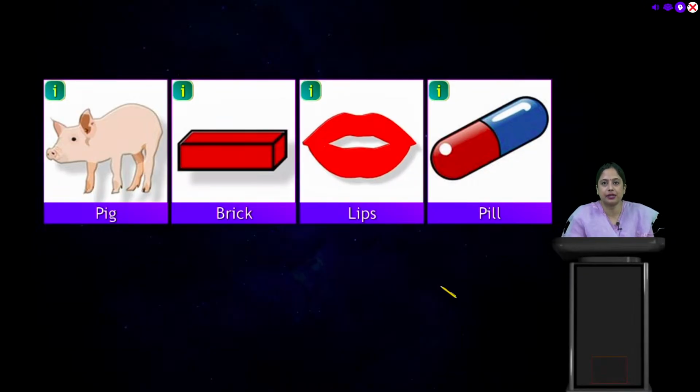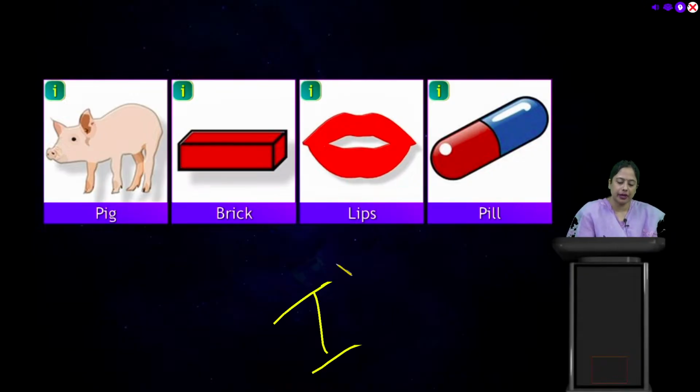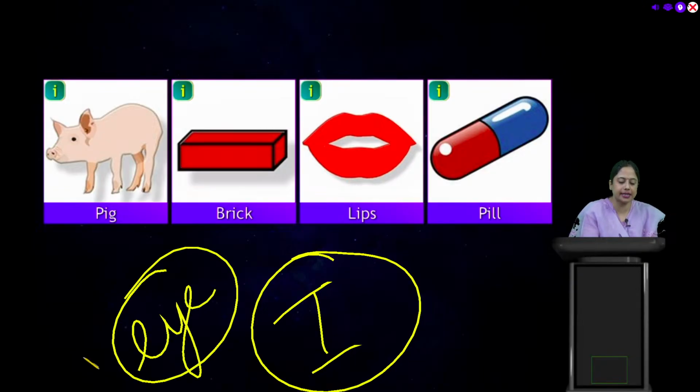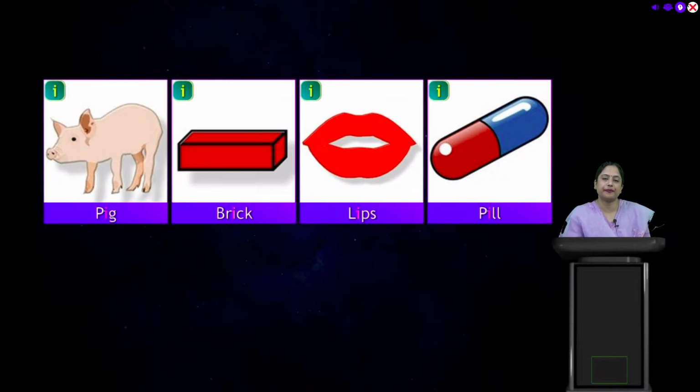Lips, pill. Usually, if I ask you which vowel letter it is, you say this is the I sound, which sounds like this, "eye". This is the I sound, yes? But here, do we say "pike"? We don't. Do we say "lights"? We don't. What do we say? Pig. We produce the short i sound.